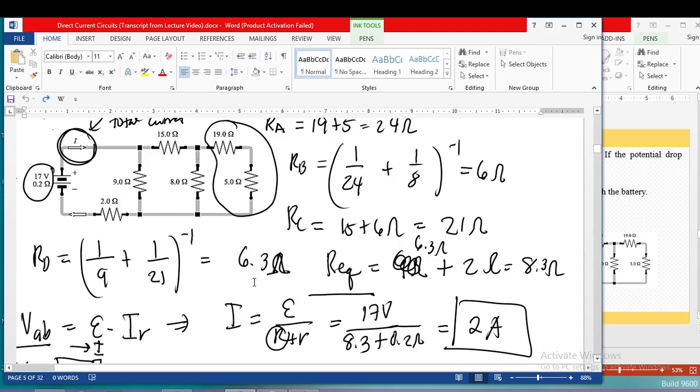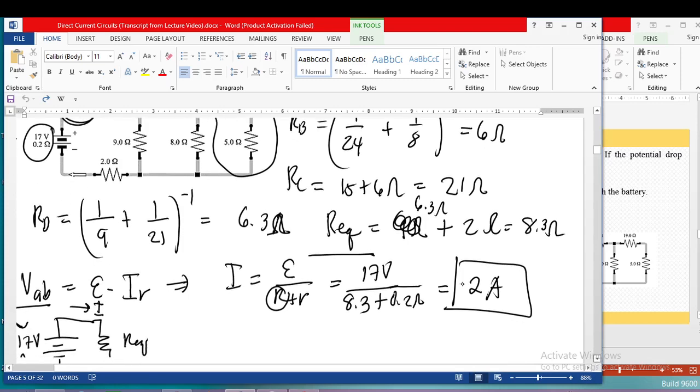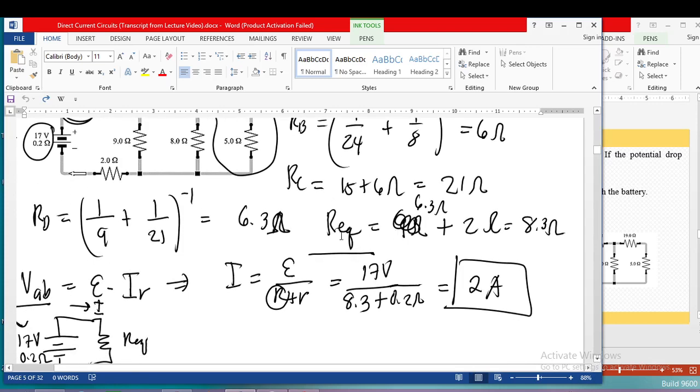And now the very last, which we can call the equivalent resistance, is the 2 ohms in series with the resistance of 6.3. So we add them, and we have 8.3 ohms. Okay, so now we have the total resistance. So we have to find the current.